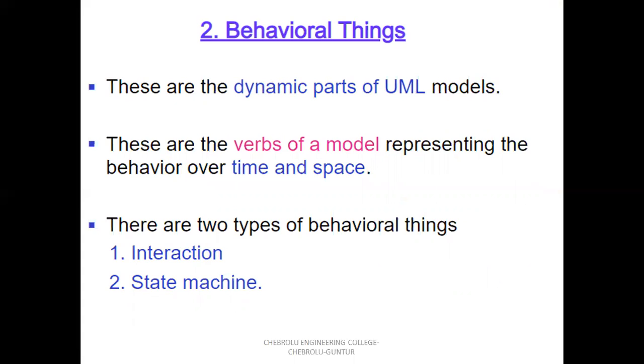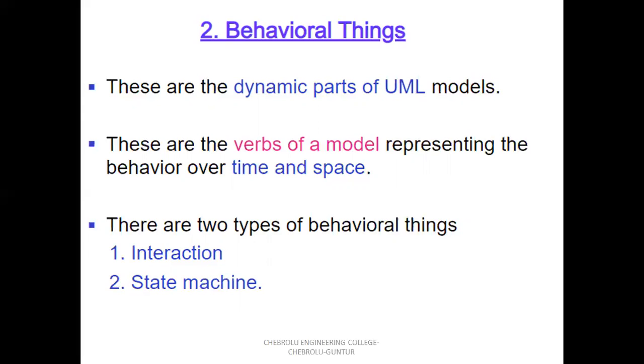After completion of structural things, now behavioral things. There are two behavioral things. First one interaction, second one state machine. These two behavioral things are the dynamic part of UML models. Structural things are the static part of the system. All the nouns in the system are represented by structural things. Behavioral things are the dynamic part of UML models. These are the verbs of the model, represented by the behavior over time and space.